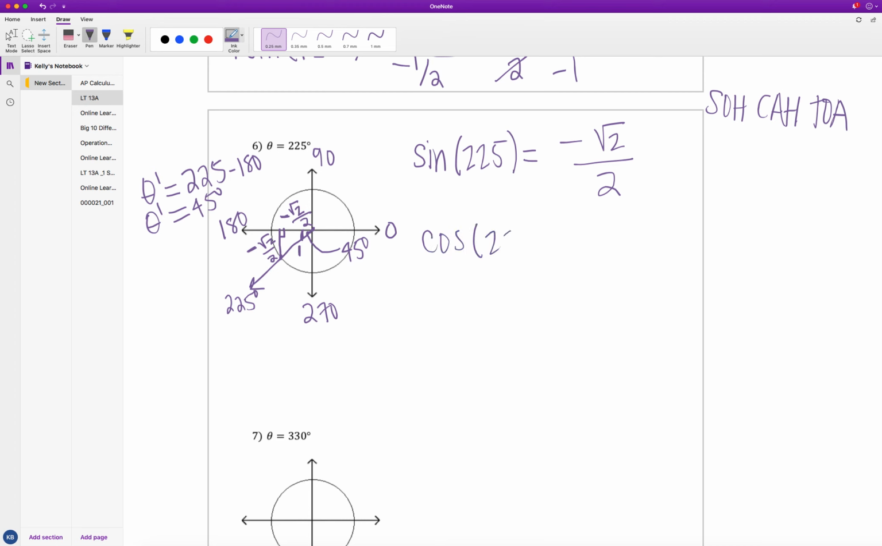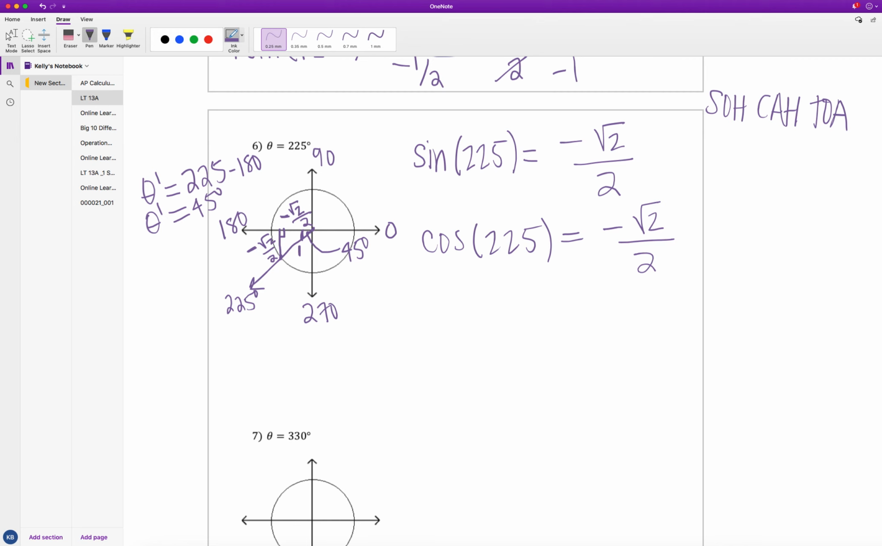Cosine of 225 degrees is going to be equal to adjacent over hypotenuse. So adjacent to our reference angle here would be negative root 2 over 2, and that would be the x value. So cosine of 225 degrees is equal to negative root 2 over 2 as well.